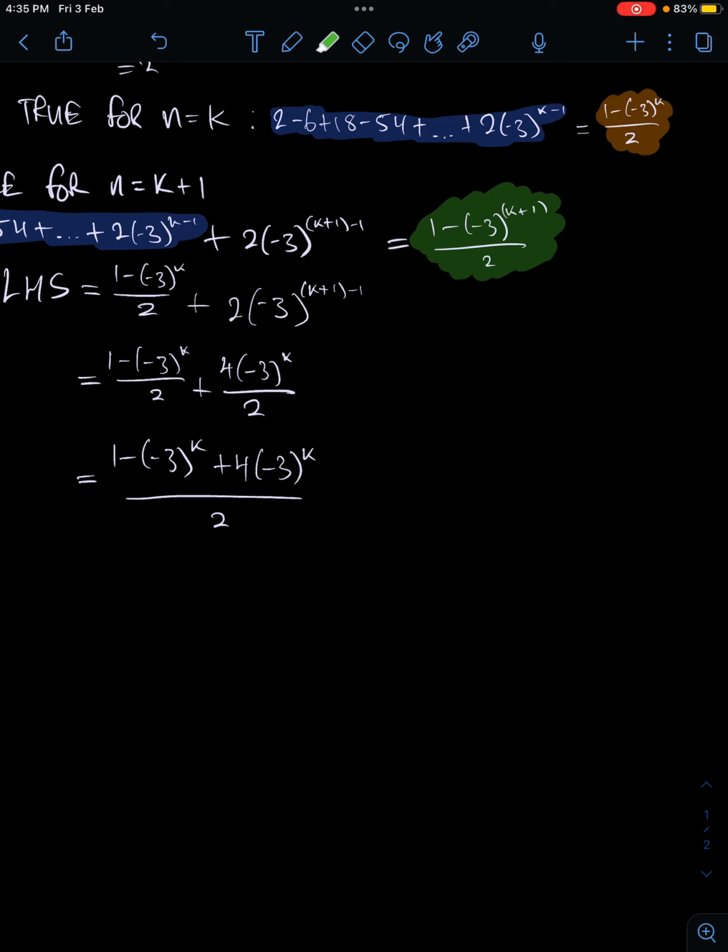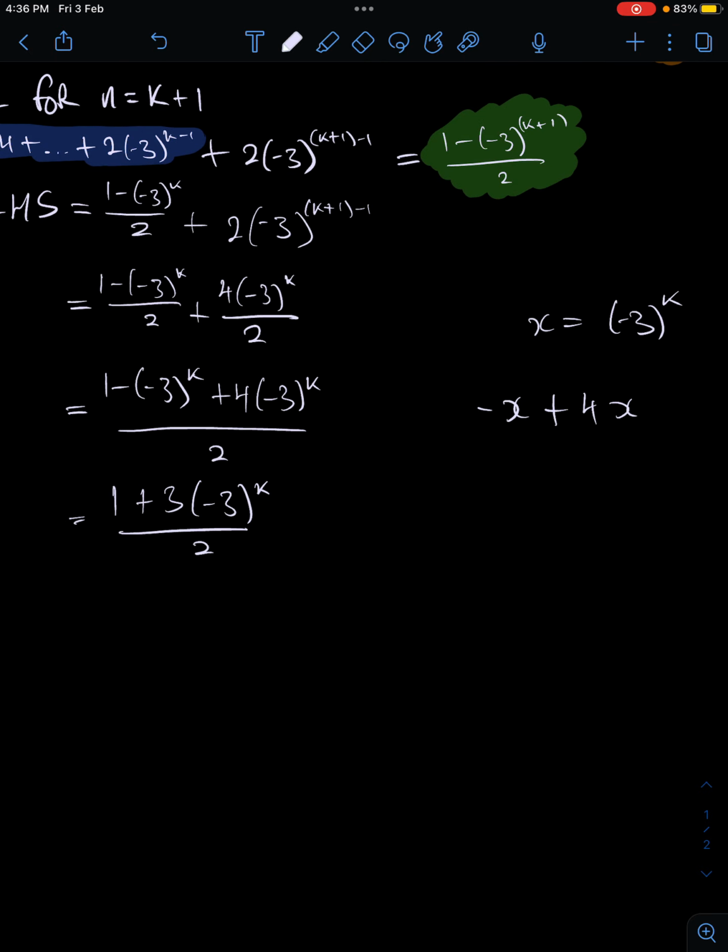If you're looking at this entire section here, you can simplify it down to negative x plus 4x, where x equals negative 3 to the k, right? Because this variable actually remains the same between all of these. So delete that. We're going to simplify this down. 1 plus 3 times negative 3 to the k over 2.